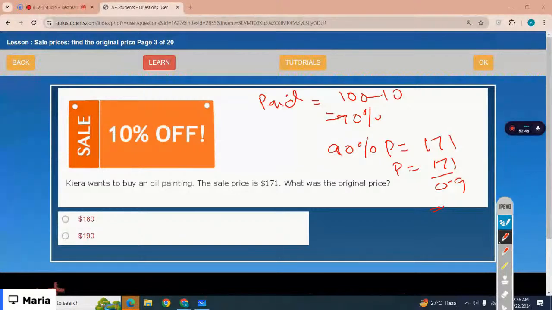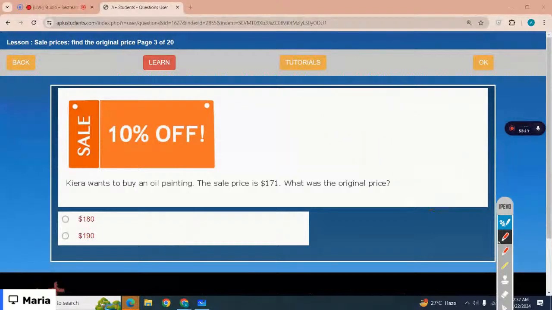That means originally that was $190. Option number 2 is the correct option. Got it? The correct option is $190.